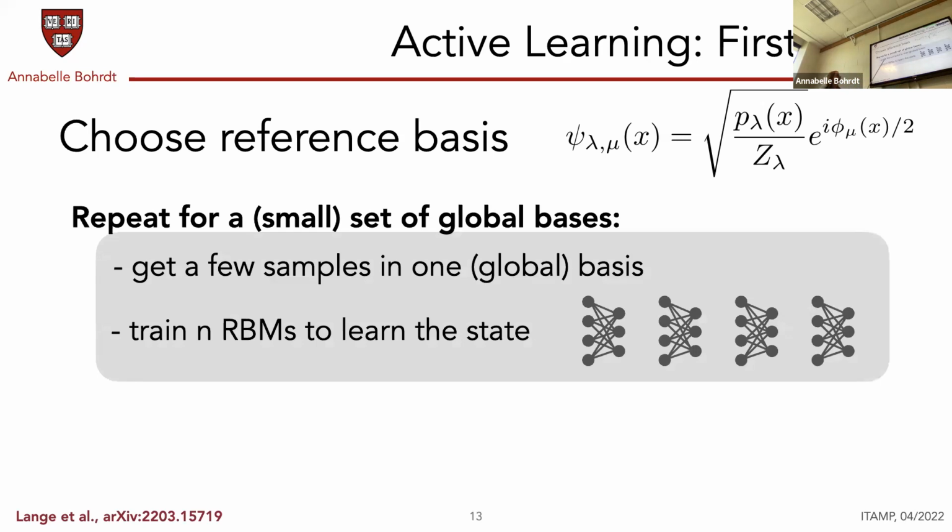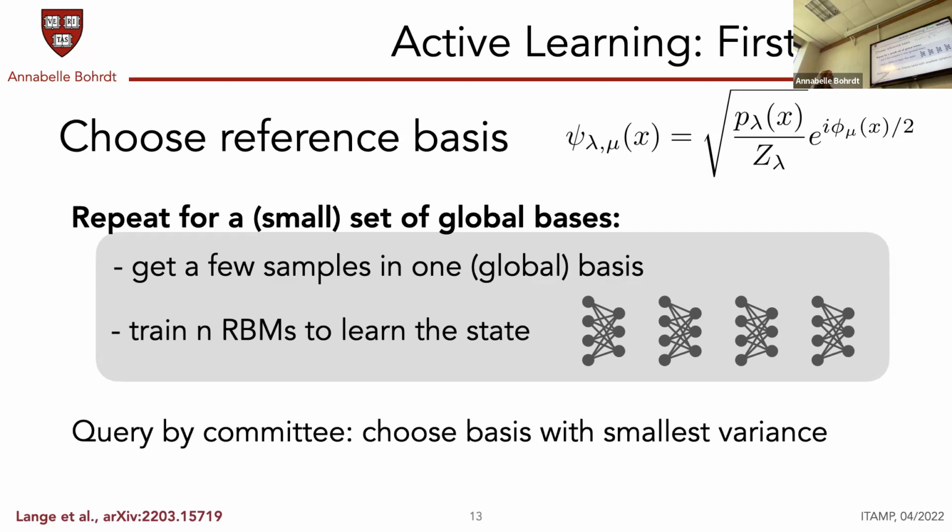Basically, as a first step, we take a small set of global bases, and then we train an ensemble of RBMs on that. The general idea is always to train an ensemble, so to have n RBMs, could be 5, could be 10, something on that order of magnitude. We repeat this for a small set of global bases. For example, one would be all in X, all in Y, all in Z. Of course, you can also do some other rotation, but just a small set of those to choose which one should be our reference basis.